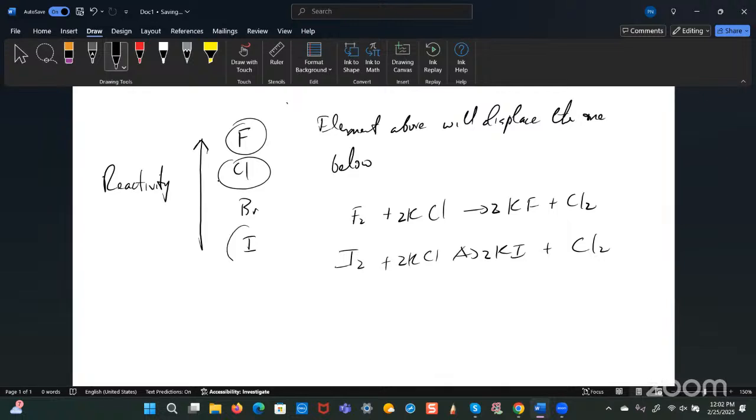Because iodine is below chlorine, iodine will not displace chlorine from its compound, right? So that's just a shorter activity series dealing with halogens. You need to remember these because you could be given an equation and asked to make a prediction as to whether the reaction will occur. Basically, in both cases, the one that is higher in the series will displace the one that is lower.